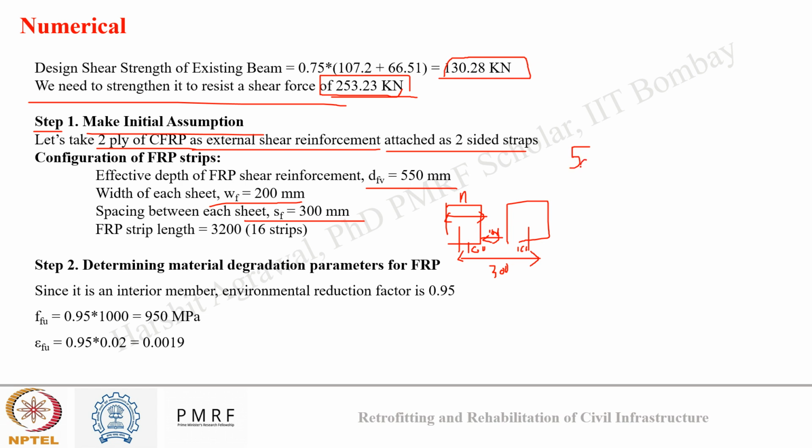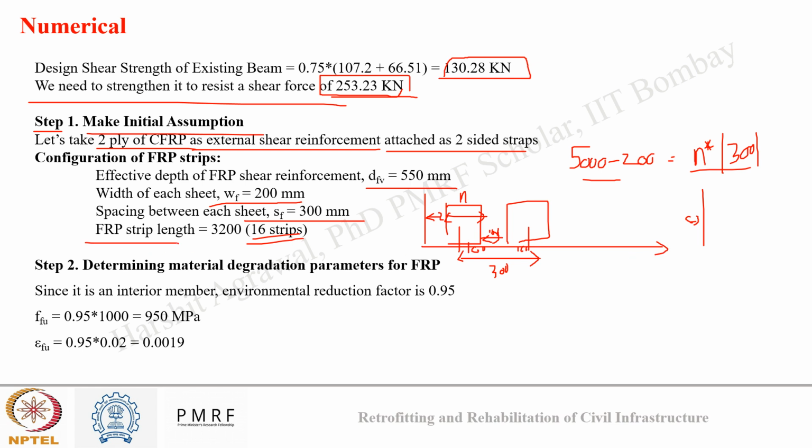My total length of beam is 5000. If I remove from the side two clear spacings, so 5000 minus 200 is 4800. So there are n strips and there are n spacings between them. So 5000 minus 200 will be nothing but it should be occupied by the number of strips and number of spacings. So n times 300, 200 for each strip and 100 for each spacing. So upon solving, you will get it. There are 16 strips that we can provide on each side. Okay. So my total FRP strip length on each side will become 3200 mm.